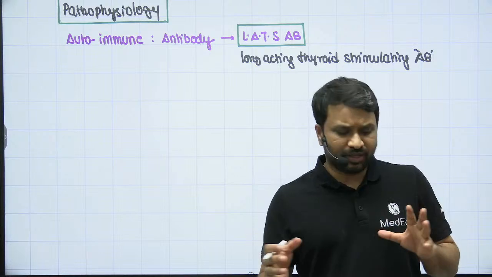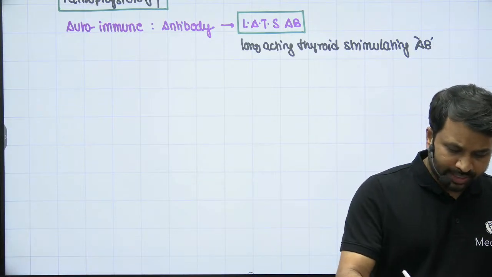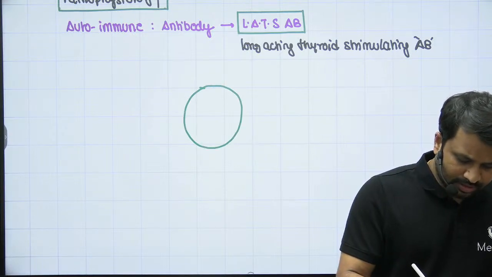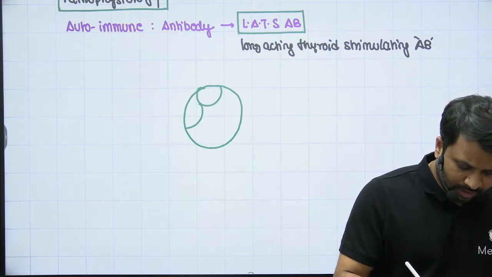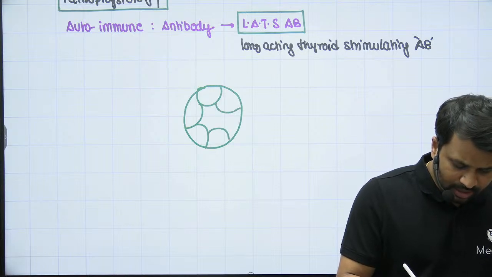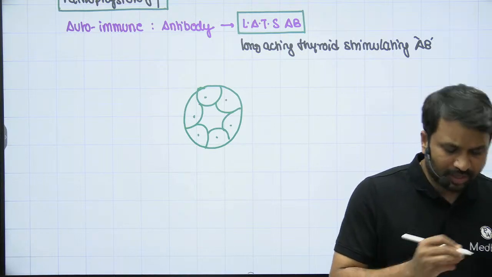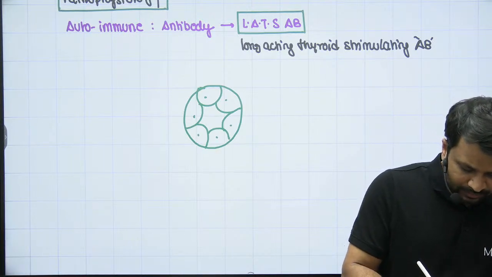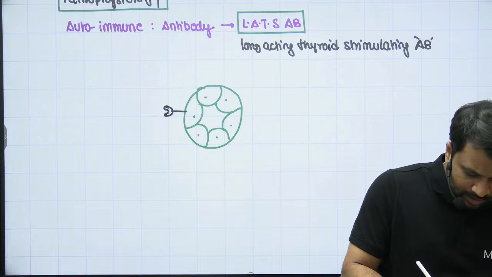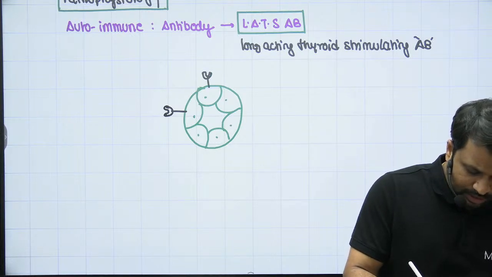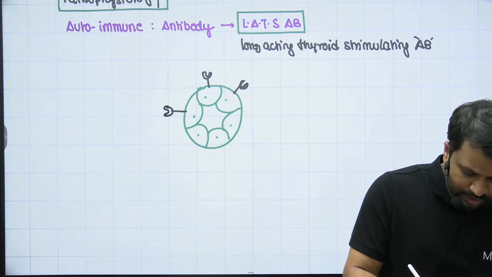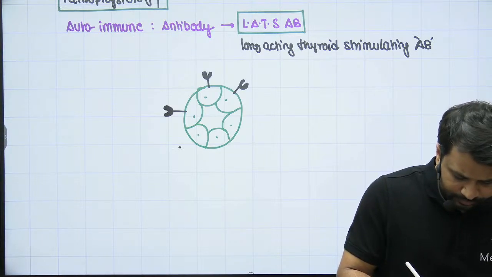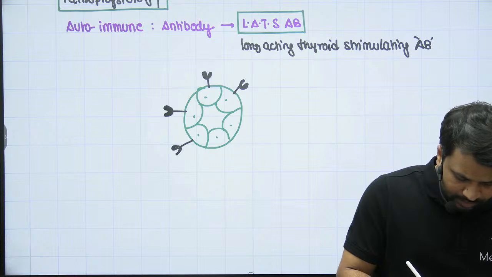So what is going to happen if these antibodies are formed? Take this as the representation of the thyroid follicle. These are the thyroid follicular cells which are present. These are the active follicles. How can I tell you these are active follicles? Because you have these cuboidal cells present on top of them. Now each follicle will have a receptor, and this is what we call the TSH receptor. This is how a TSH receptor would look, and this is the orientation of the TSH receptor.